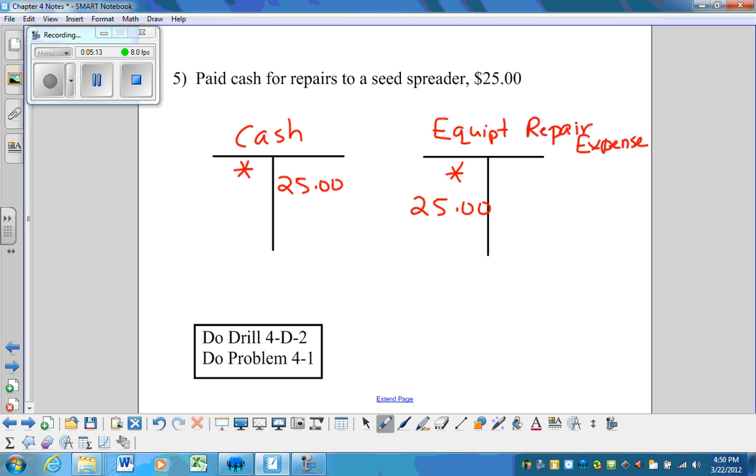Okay, so you'll see here your drill 4D2 and problem 4.1, just practices the stuff that we've already talked about.